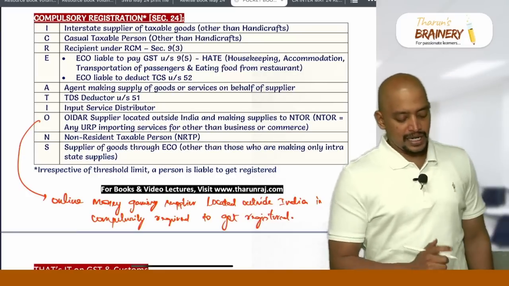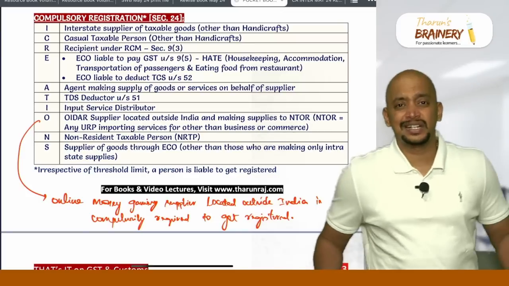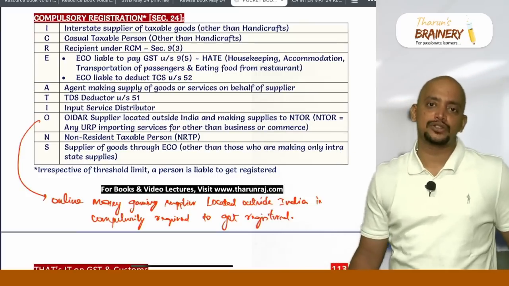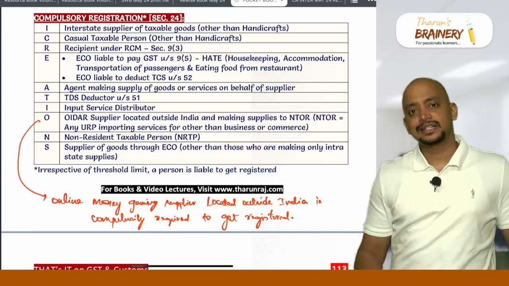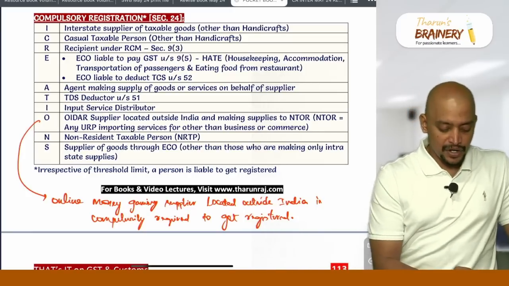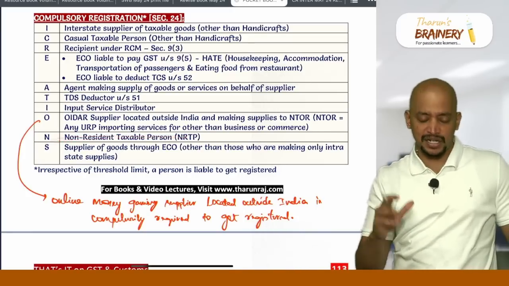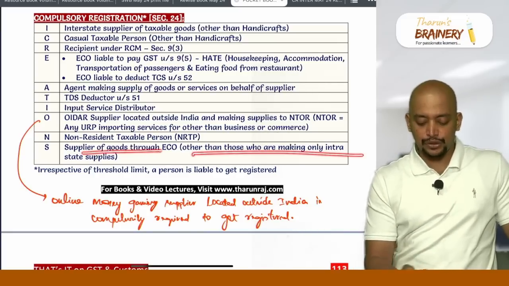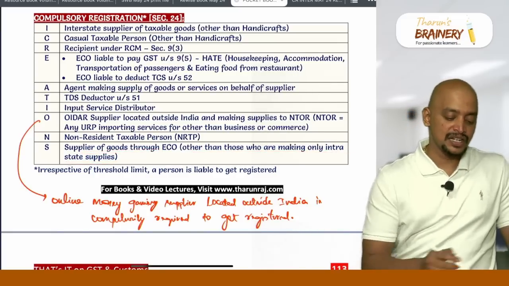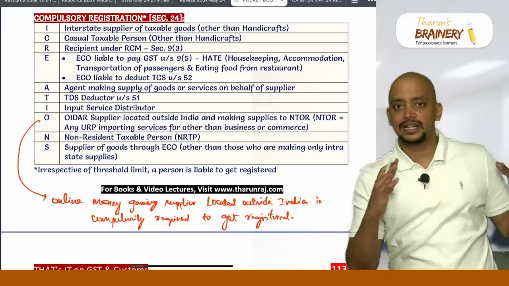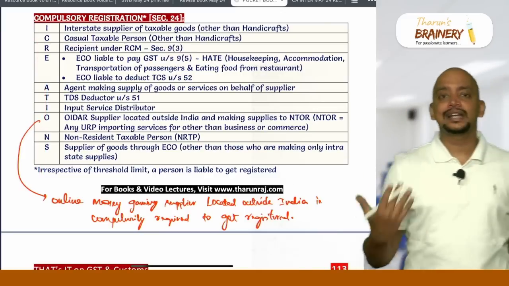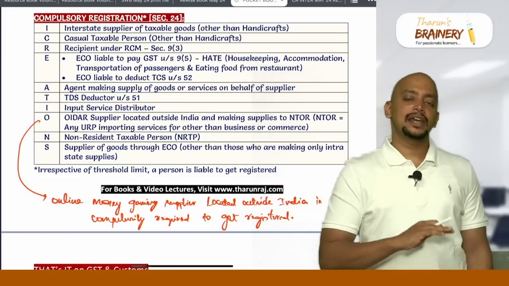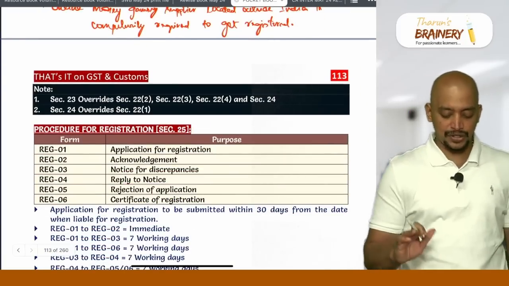Okay. So then N for non-resident taxable person. A non-resident taxable person comes from another country to this country, does not have any physical place of business in this country, and is engaged in supply of goods or services. So even for them the registration will be a temporary registration, but they need to compulsorily get registered. And the last one, supplier of goods through an e-commerce operator, other than those who are making only intrastate supplies. So these are the cases where they are compulsorily required to get registered, and once they are registered, even if their turnover falls below the threshold limit, they cannot make application for cancellation of registration.